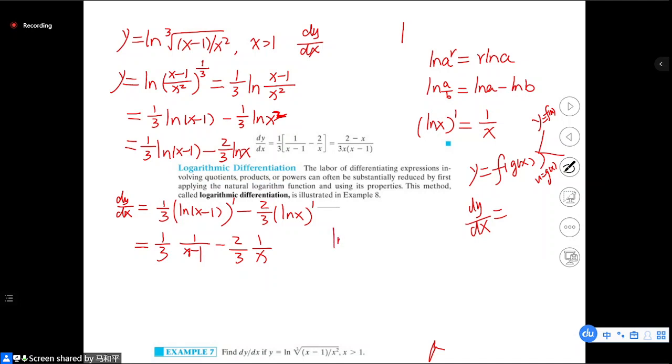So this means we write ln(x minus 1) like y is ln u, and u is x minus 1. So the derivative of the outer function is 1 over u, times the derivative of the inner function, which is 1. So the final answer is 1 over 3, 1 over x minus 1. And then we can simplify it. So that's the final answer for this one. The same with this one.